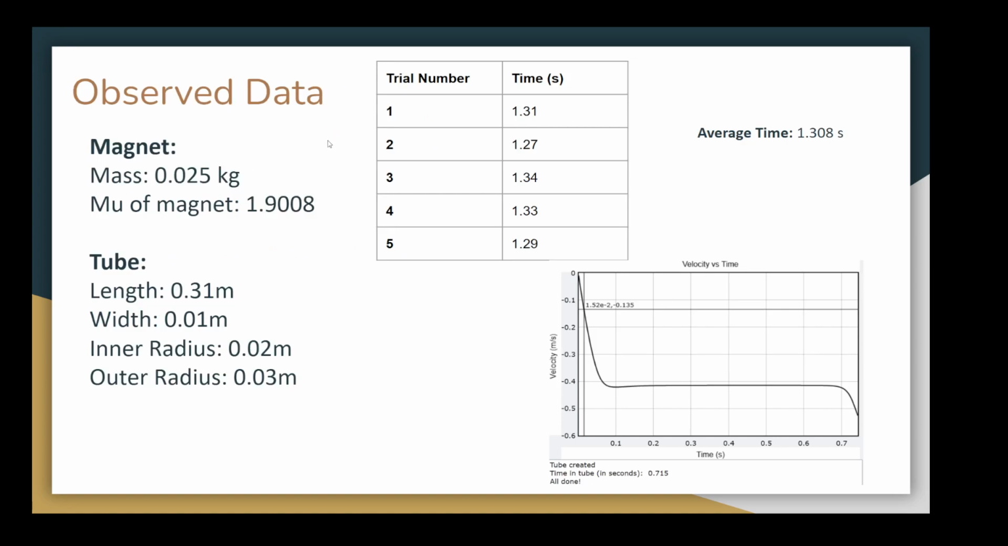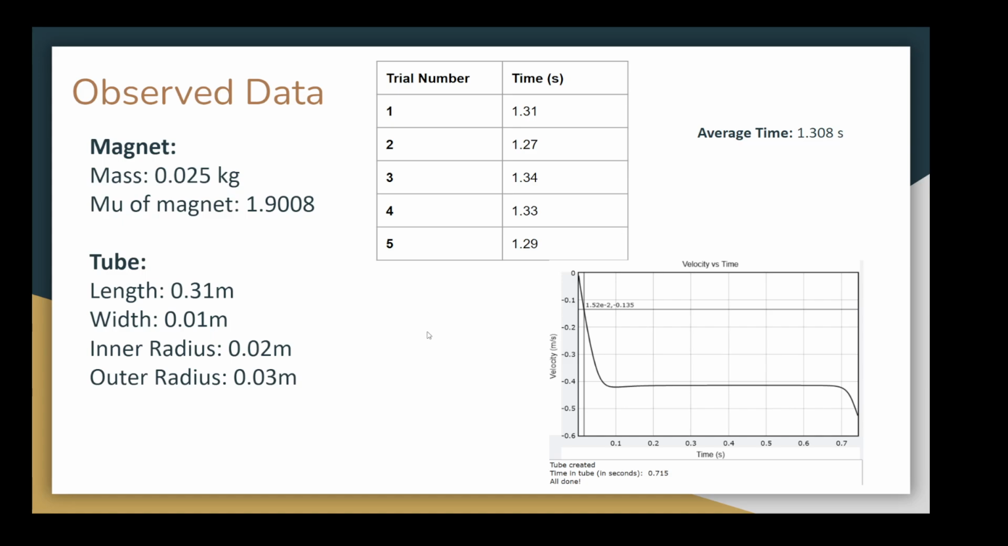Mass of the magnet, 0.025 kilograms. Mu of the magnet, 1.9008. That was derived from the last lab. We just carried it over, since we didn't want to find that again, so we assumed it's the same. Tube length, 0.31 meters.